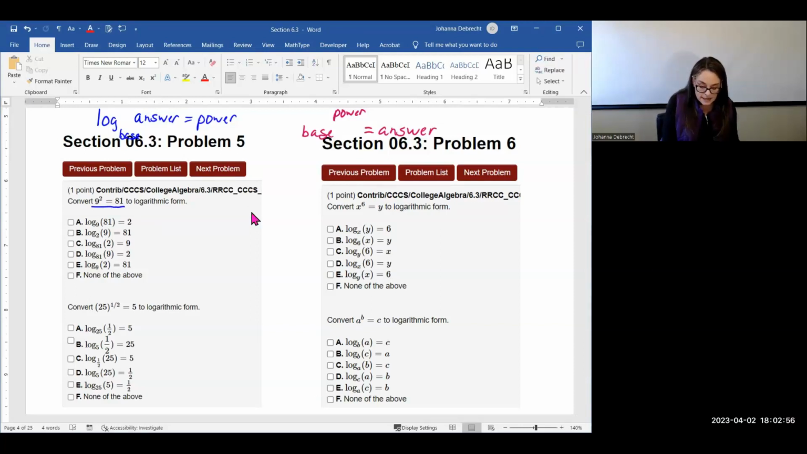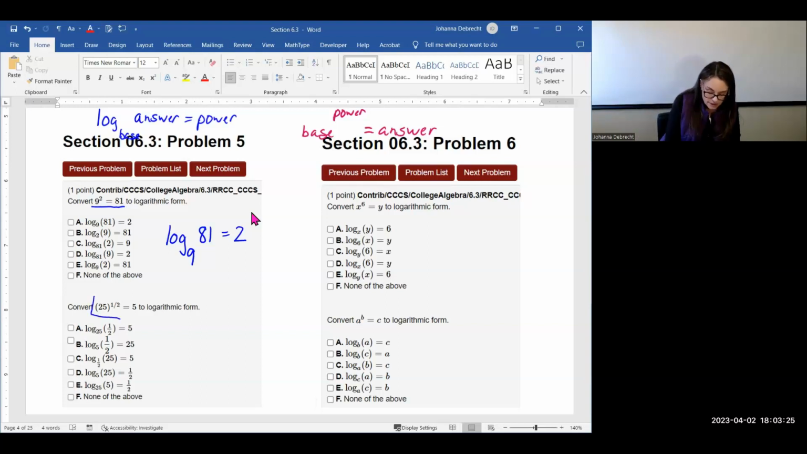So the base is 9. That's not 10 and it's not e, so I have to write the base for sure. So I have log base 9, get the 9 well below, of the answer 81 equals the power 2, right? So the base is below, base below. The log is the power, log equals 2, and the answer part goes next to it.